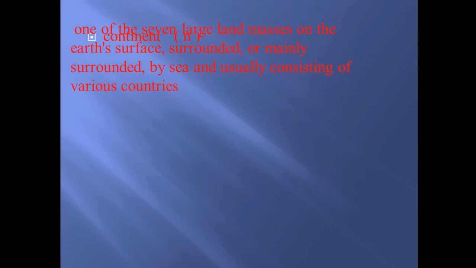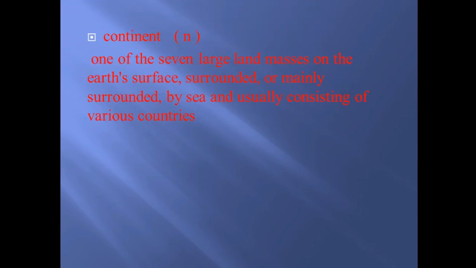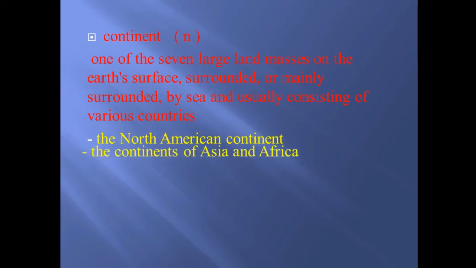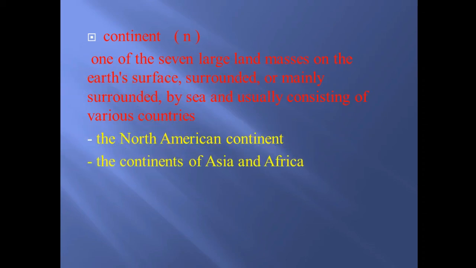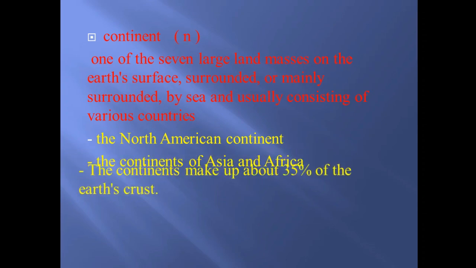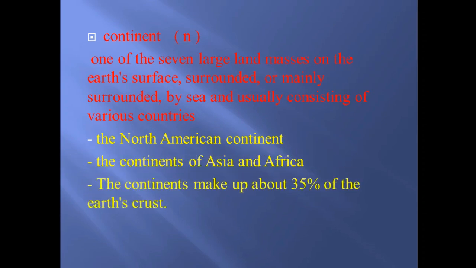Continent. One of the 7 large land masses on the Earth's surface, surrounded or mainly surrounded by sea and usually consisting of various countries. For example, the North American continent, the continents of Asia or Asia and Africa. The continents make up about 35% of the Earth's crust.